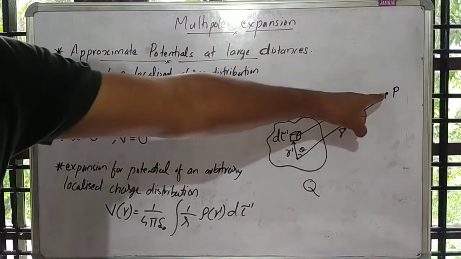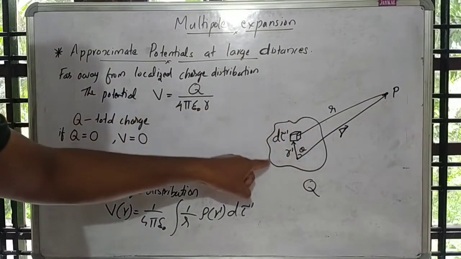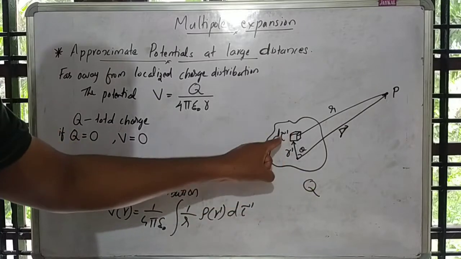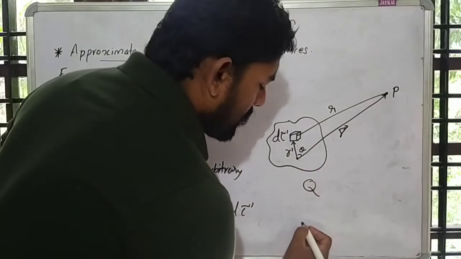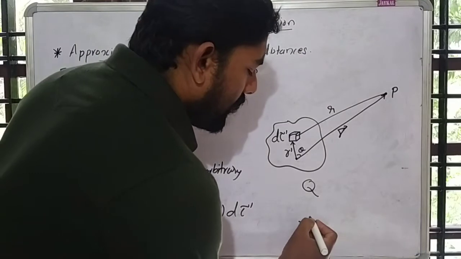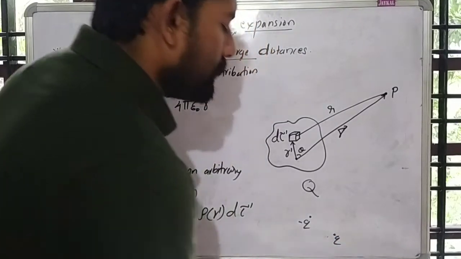If we look from far from this localized charge distribution, we feel this as the point charge Q, a point charge having the charge Q, which is the total charge of this localized charge distribution. And if Q is equal to 0, the potential at this point is equal to 0. Then let us consider a localized charge distribution where one negative charge is situated here and another positive charge Q is situated here.